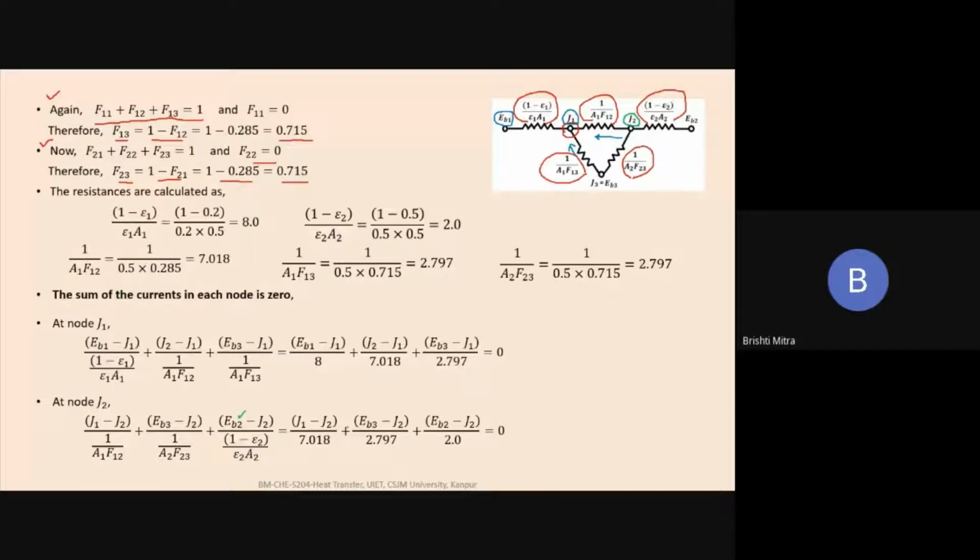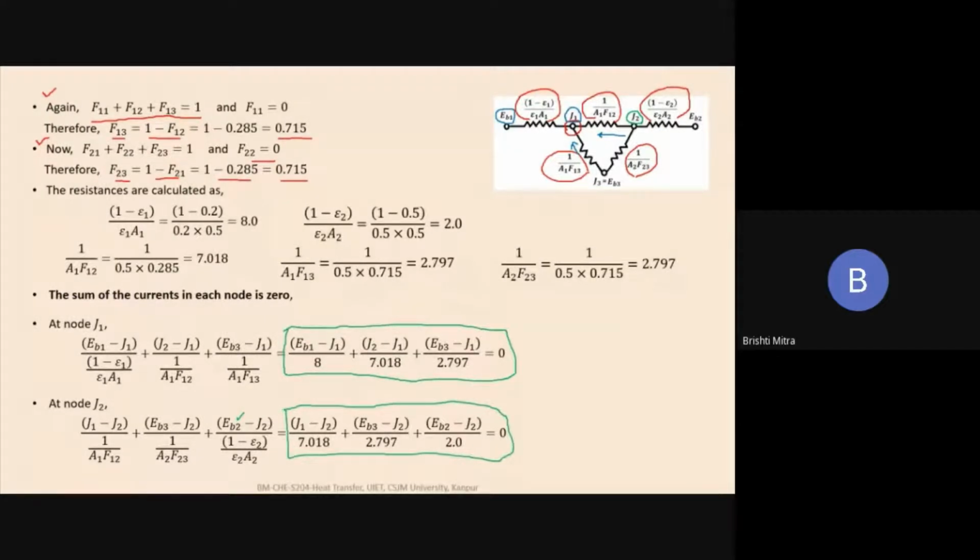Now we put in the numerical values of the resistances, and we get two equations. One equation is like this, and the other equation is like this. Now let us see how many unknowns we have out here. From the first case, the unknowns are EB1, J1, J2, EB3. And the second one has J1, J2, EB3, and EB2. So you see that there are 4 unknowns, but we have only 2 equations. So we cannot solve it.